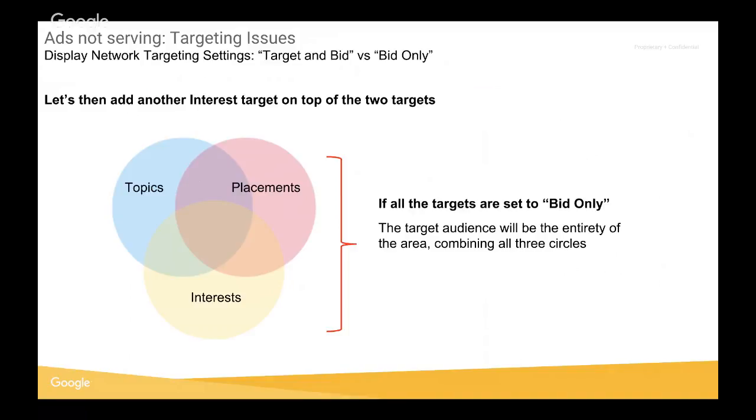In this example, if you set all of them to target and bid, then it'll go to that small middle section. But maybe you can choose instead to have just one as target and bid and the others as bid only. That's still less restrictive. It will still include the other two that are bid only. It will include all of those audiences as targets.